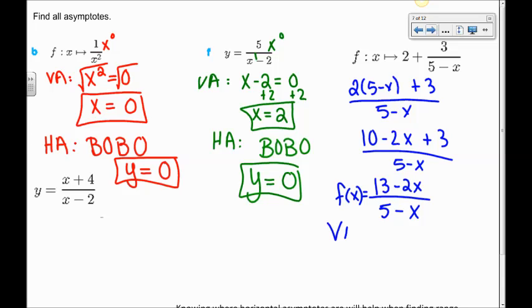Okay, so vertical asymptote, we've got 5 minus x equals 0. If we add x, we get x equals 5.